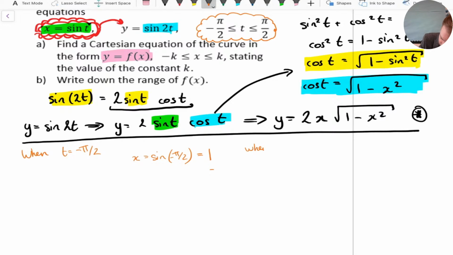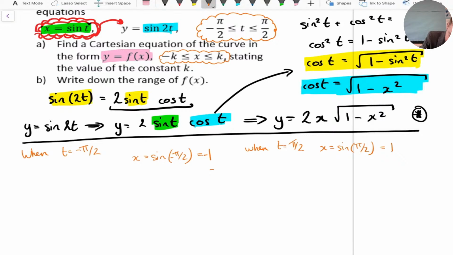And when t is equal to pi over 2, so the other end of this, we're going to have x is equal to sine of pi over 2. So go back. Sine of pi over 2 is equal to 1. Which makes sense because they're saying it's going to be minus k and positive k. So this one here is minus 1, sorry, and this one here is positive 1.